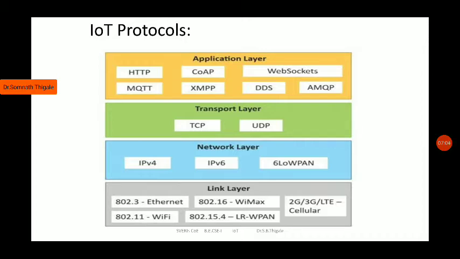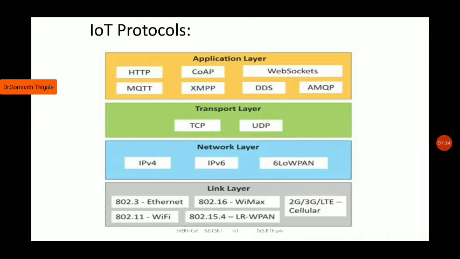And in the case of UDP, it is connectionless, User Datagram Protocol. In the case of the application layer, we have protocols like HTTP, that is Hypertext Transfer Protocol, Constrained Application Protocol, WebSocket Protocol, then MQTT, XMPP, DDS, and AMQP. These are some common examples of protocols in application layers. So for each layer, we have different protocols. So let's focus on each one of them.